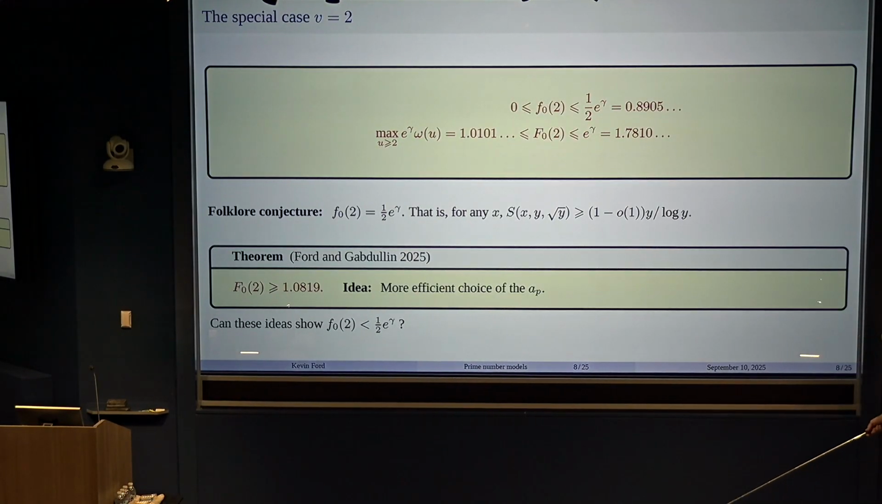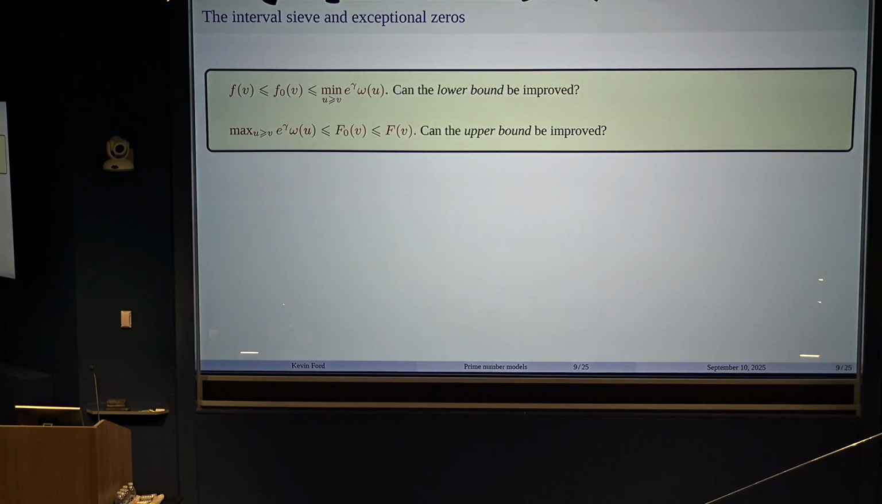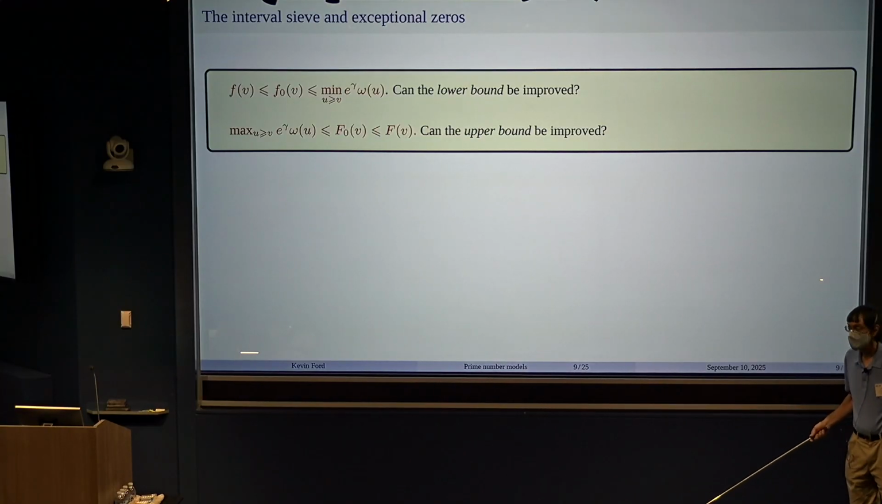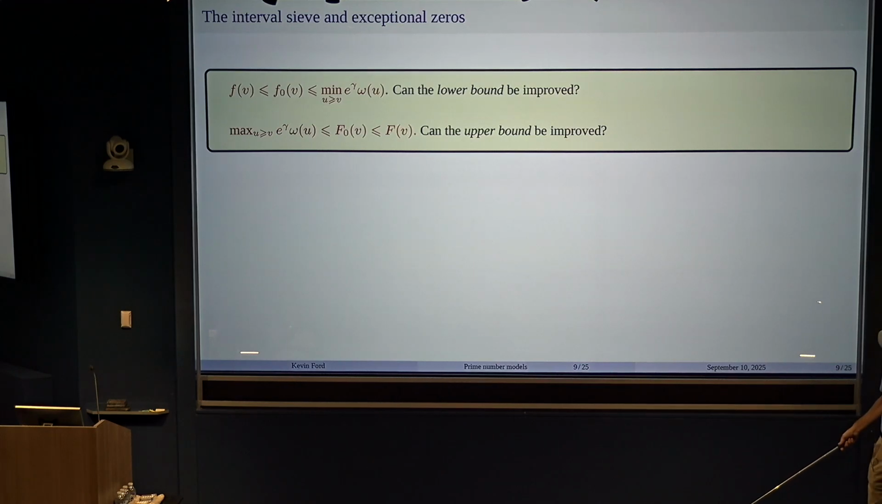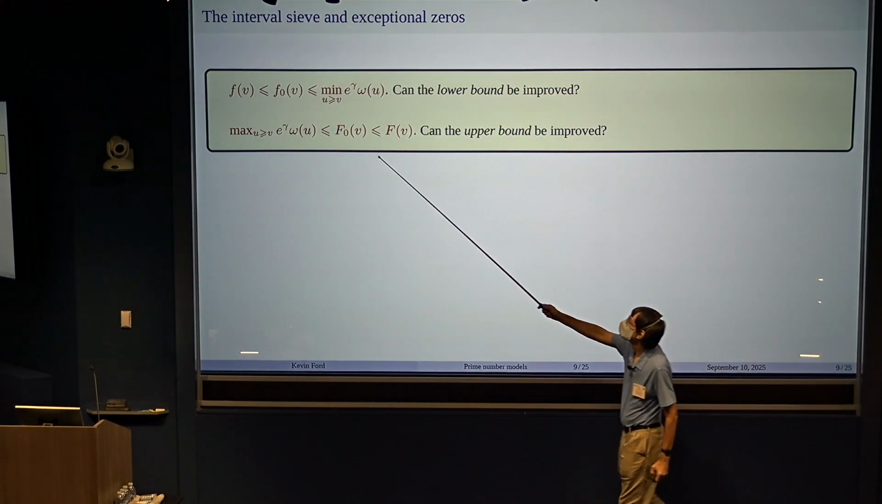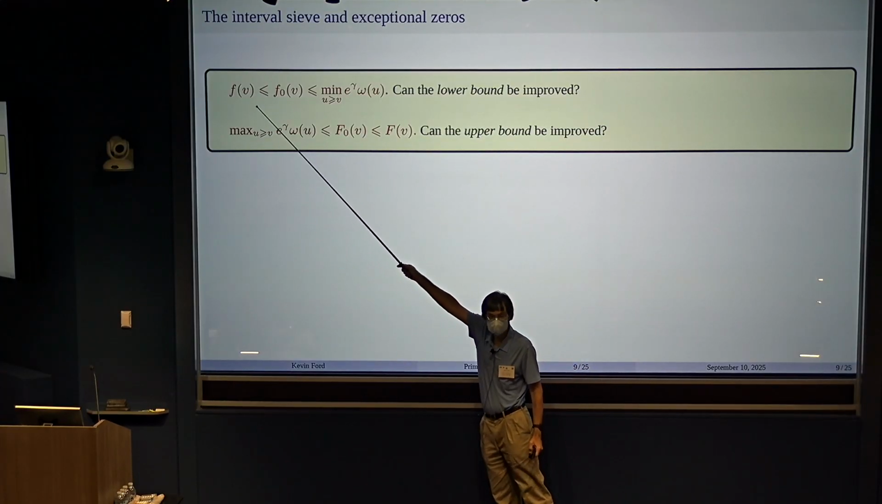So again, I mentioned that F0 of 2 is important. The importance will come out very shortly. But, okay, so here I've just repeated some of the inequalities I had before. And now I want to ask the question, can the lower bound here be improved, especially for v equals 2?